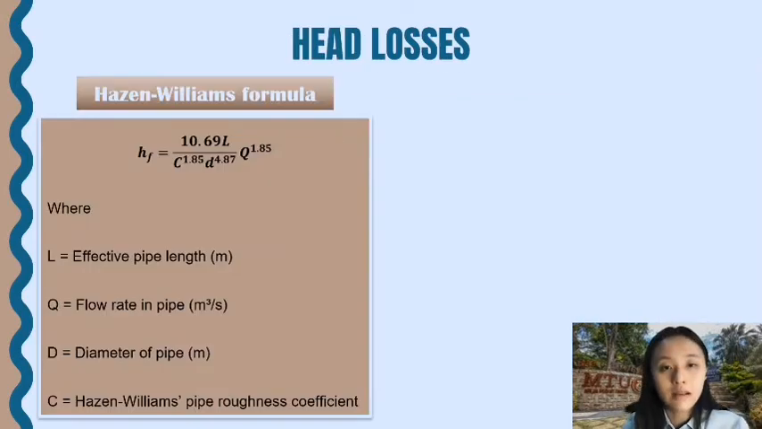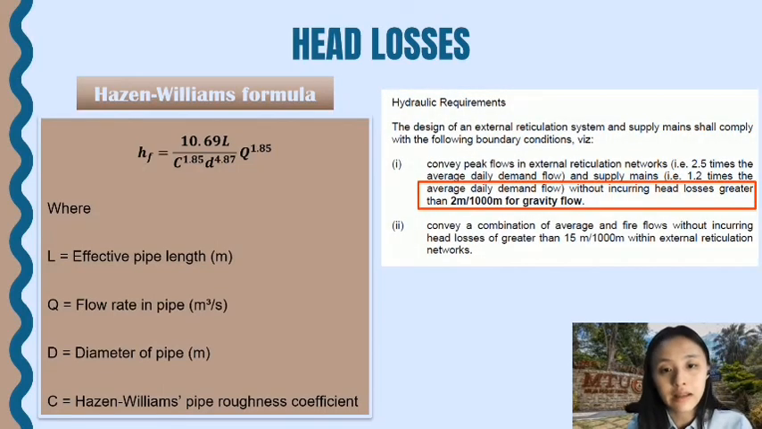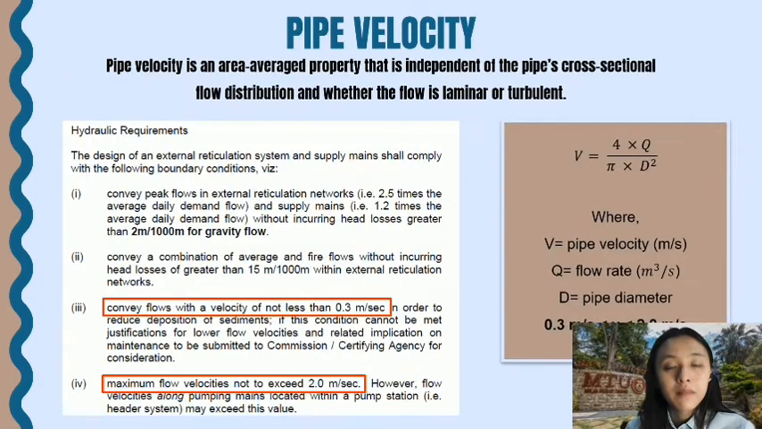So the head loss is calculated using the Hazen-Williams formula, and please make sure that the value is less than 2 m per 1000 m for gravity flow. Pipe velocity is an area-average property that is independent of the pipe's cross-sectional flow distribution, and it can be calculated using this formula. Please make sure the velocity is within the range of 0.3 to 2 m/s according to the SPAN requirement.